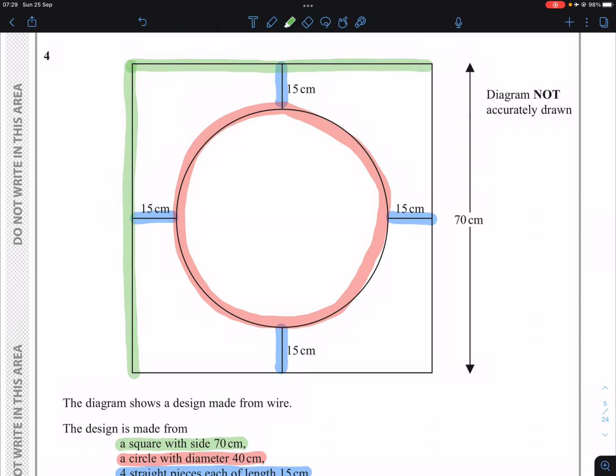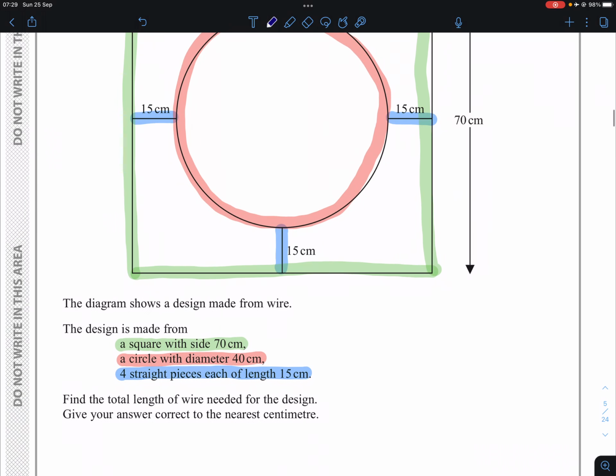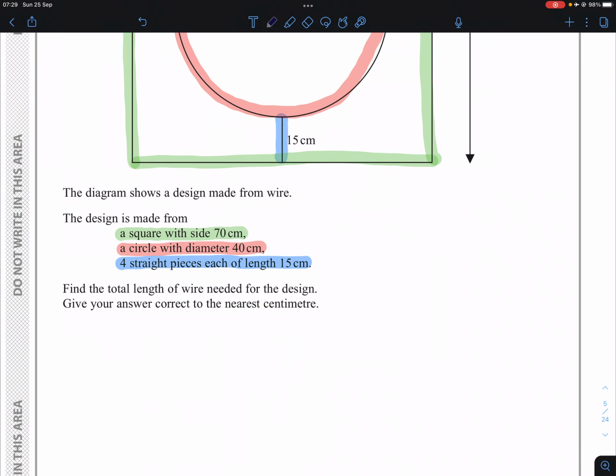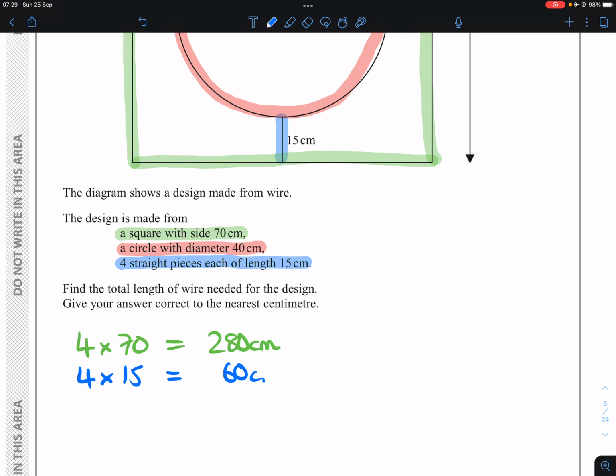So we start off with the straight edges, add all of them together because we have all the information for it. There's not really any calculation to do other than count them up. So there were 4 sides of this square with sides 70 centimeters, so I can just do 4 times 70, which is 280 centimeters. It's the total length of the green. We have 4 lots of 15 for all of the blue lengths, giving us 60 centimeters.